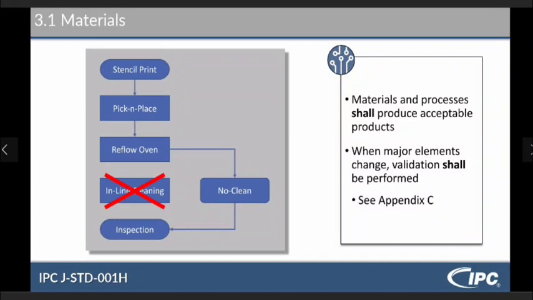So what it's showing us here, let me see if I can get my pointer to work. Yeah, I can. This goes from stencil print, pick and place, reflow oven, and right here, this process changed. It used to be inline cleaning, but now it's gone to a no clean process. Something like that would have to be validated that the change in process would still provide an acceptable quality product. So that's what they're talking about with this, and that's only for class 3, I believe. Let me verify that before I say that again. Yes, it is class 3. There's no requirement for class 1 and 2.